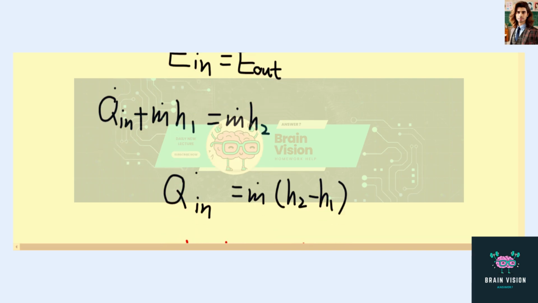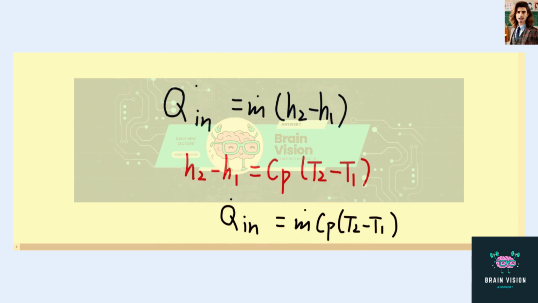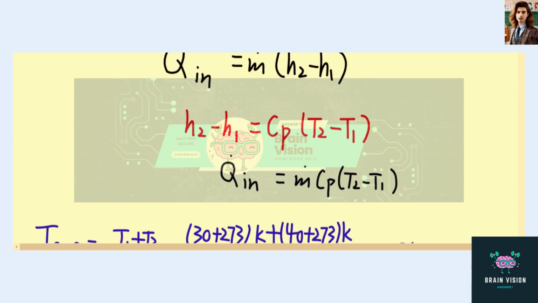If we do some arrangement here, we have Q dot in is equal to M dot times H2 minus H1. So we know H2 minus H1 can be expressed as Cp times T2 minus T1. Cp is the specific heat of the air at constant pressure, and T2 is the final temperature for the air, and T1 is the initial temperature for the air. So we have Q dot in is equal to M dot times Cp, and then times T2 minus T1.